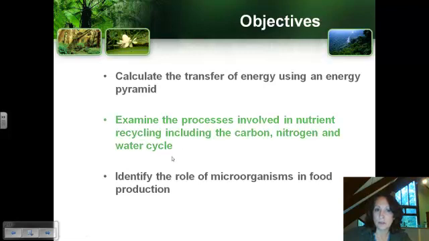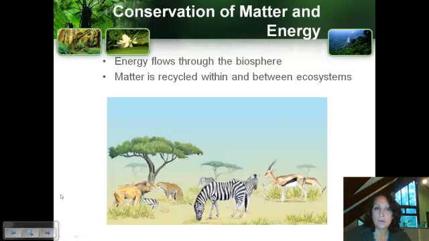This lecture is going to focus on this middle objective, and we're going to be looking at the carbon cycle, the nitrogen cycle, and the water cycle. So I want to start by just talking about conservation of matter and conservation of energy. And these are laws that tell us that matter is not created nor destroyed. It can be converted from one form to another, but we can't just create it.